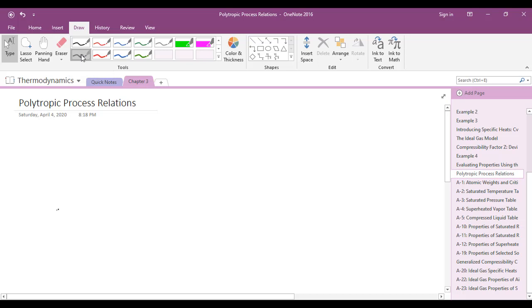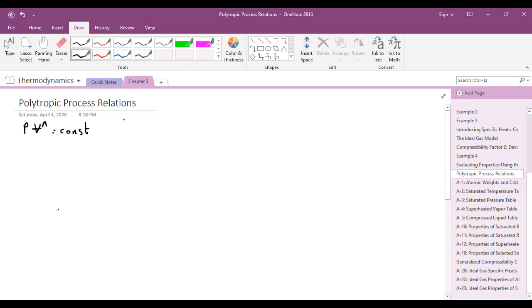Hello, now we will talk about polytropic process relations. So for a polytropic process we have the following relationship: PV to power n is equal constant. As we said before, depending on the value of n we can know the nature of the process.